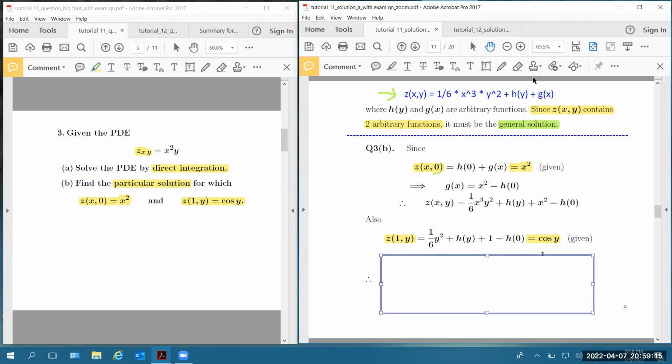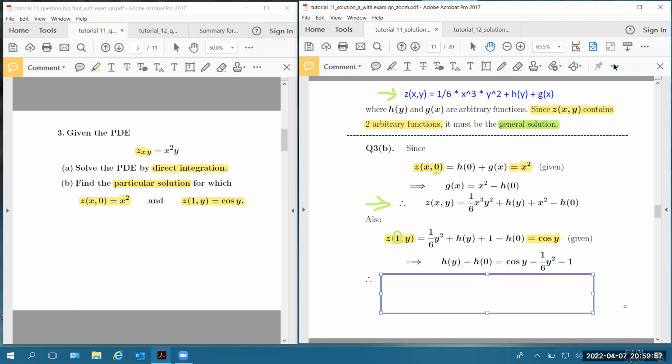z(1,y) equal to cosine y. This is z(1,y). You see this one here, what variable is 1 there? X. Yeah, it's x. So I'm going to substitute inside here. We use the latest one, substitute the x as 1. Then it will give you all these things, and this thing is equal to cosine y. Then after that, from here, I can actually get h(y) minus h(0). You can actually get this equal to this.